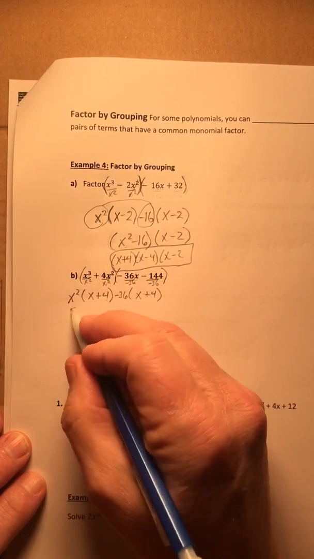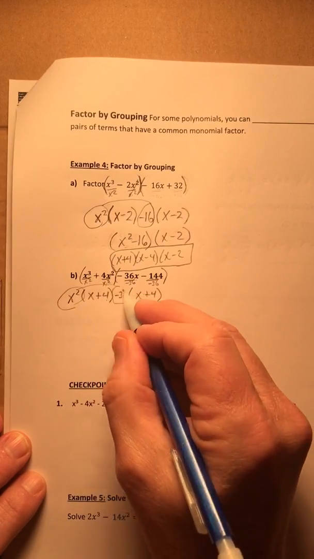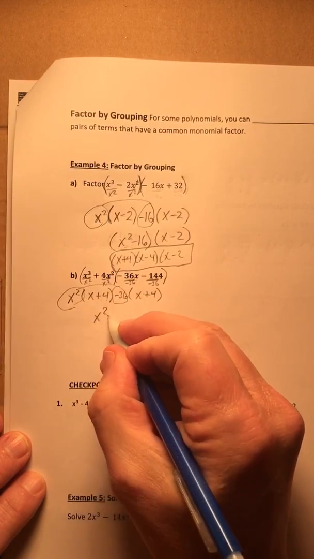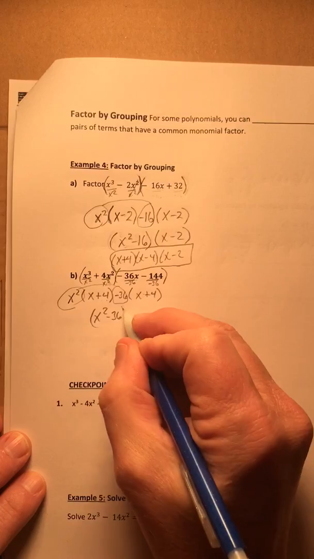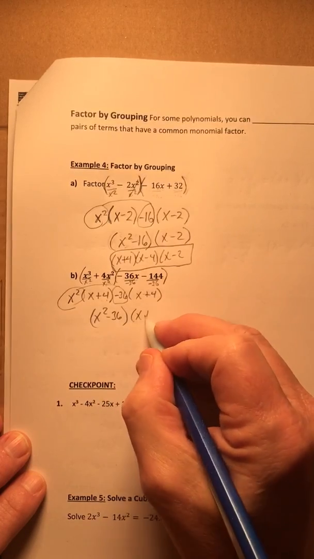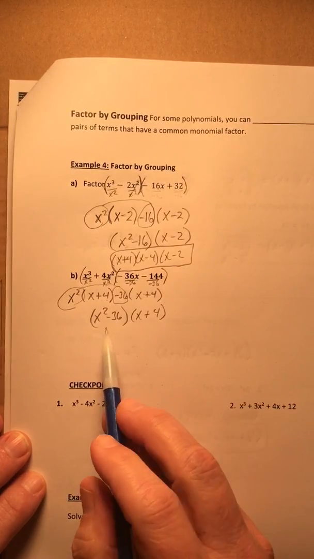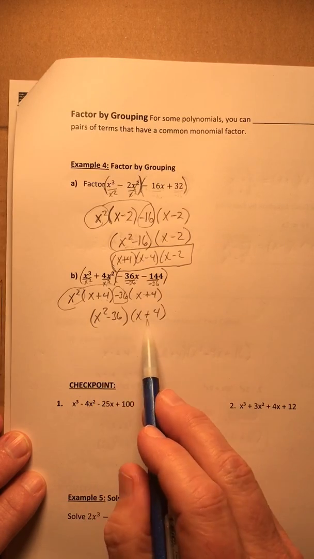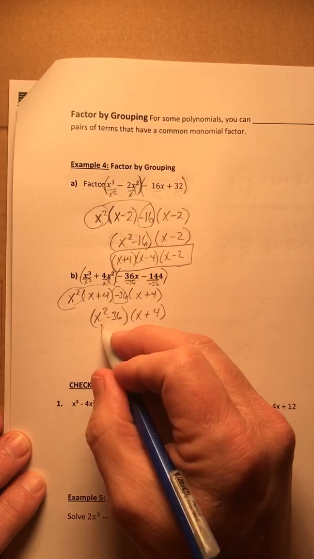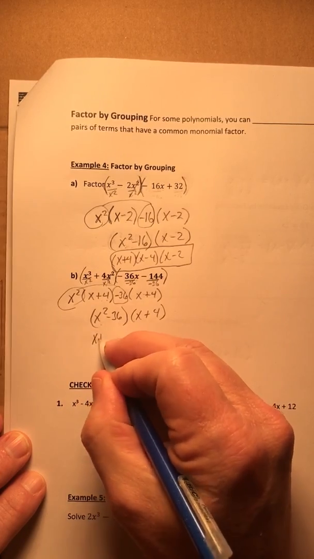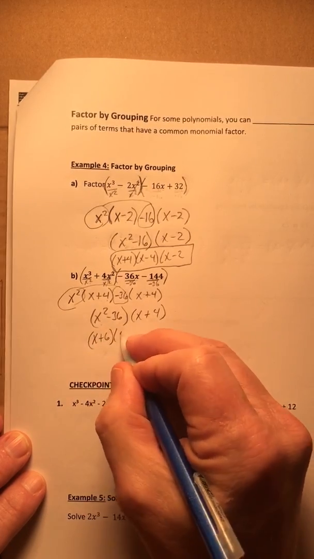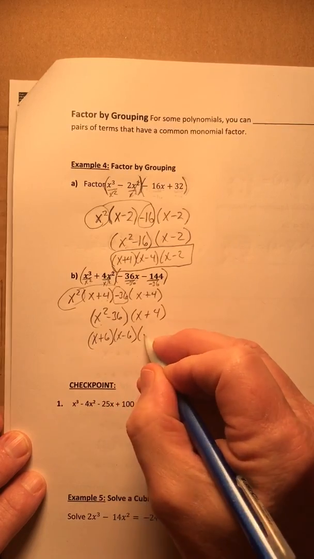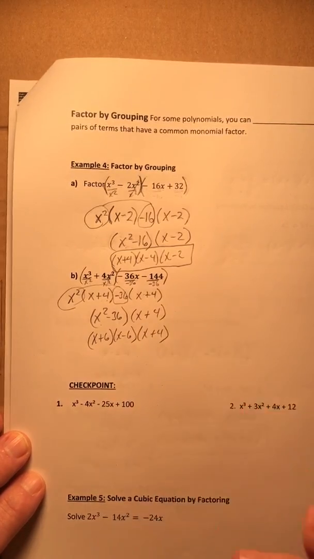So now we bring what's in the front with what's in the front here, group them together, x squared minus 36, and then x plus 4. And again, we have the difference of two squares. Don't forget about that. Factoring out completely means you factor everything out. So this we can factor out to x plus 6 times x minus 6 times our x plus 4.